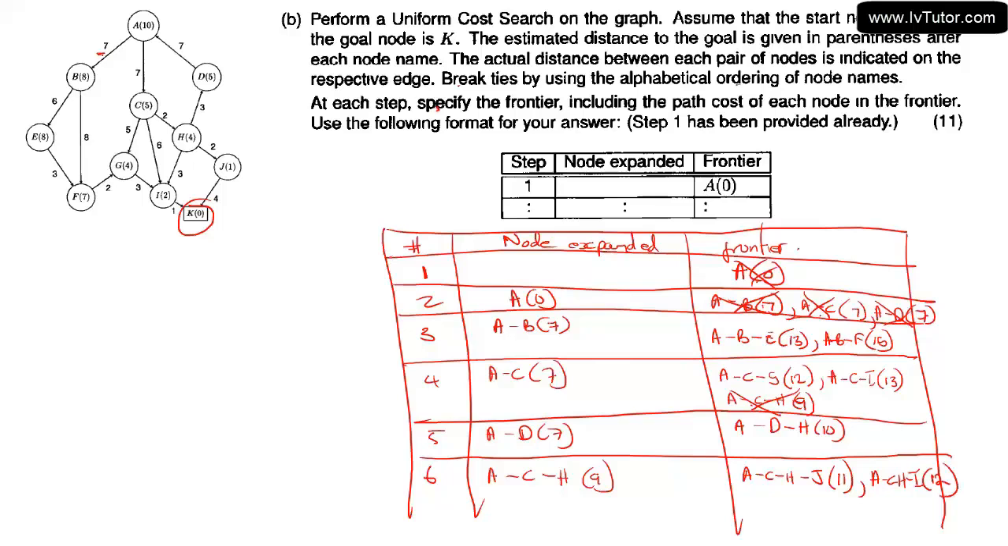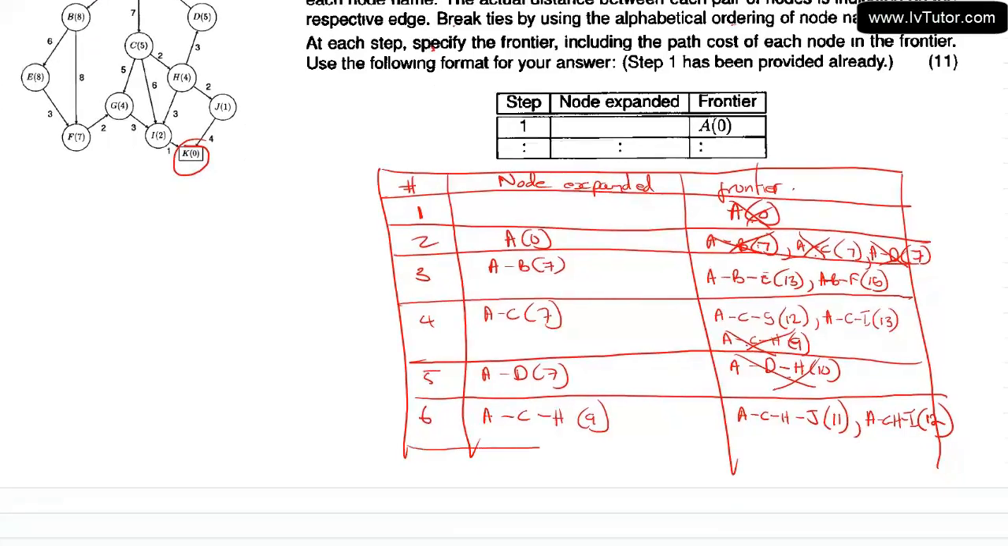Now I've got 10, I've got 11, I've got 12. So I'm going to do 10. Then I'll have ADH. If I expand ADH, I can then get ADHI, which is going to give me 10 plus 3, 13. Alternatively, I can have ADHJ, which can give me 10 plus 2, 12.